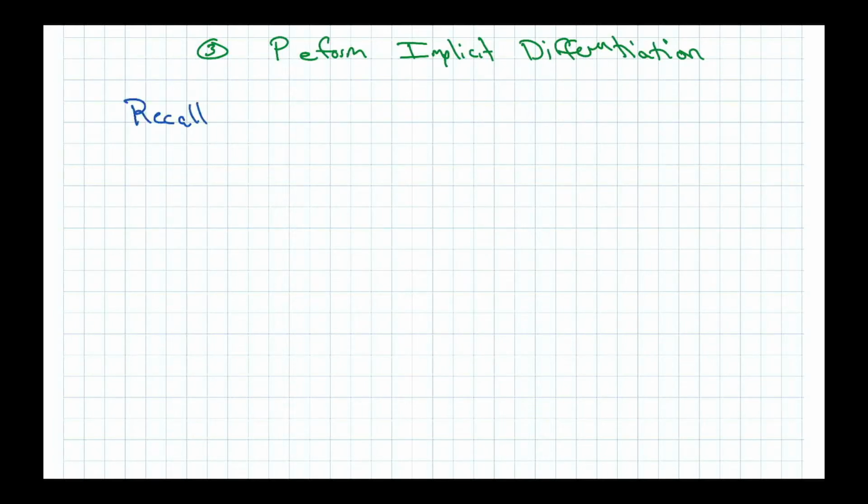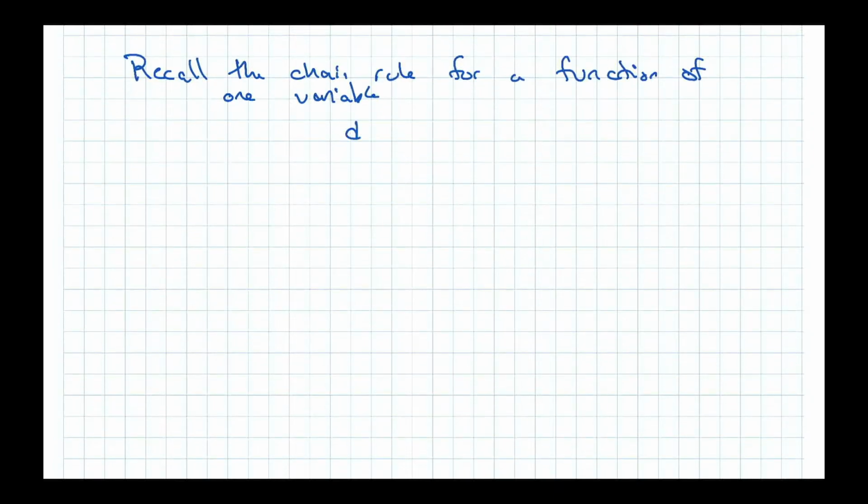we'll see. So recall the chain rule from Calculus 1 for a function of one variable. So if you take the derivative with respect to x of a function of g of x, you know what that looks like. It is f prime of g of x. And then the chain rule part is you multiply by the derivative of what's inside, right? So that's your basic chain rule.